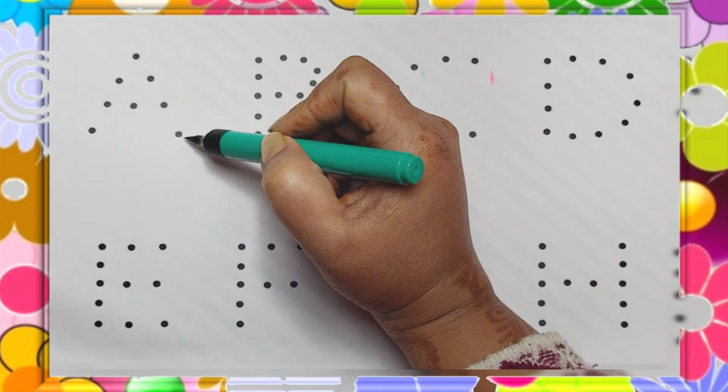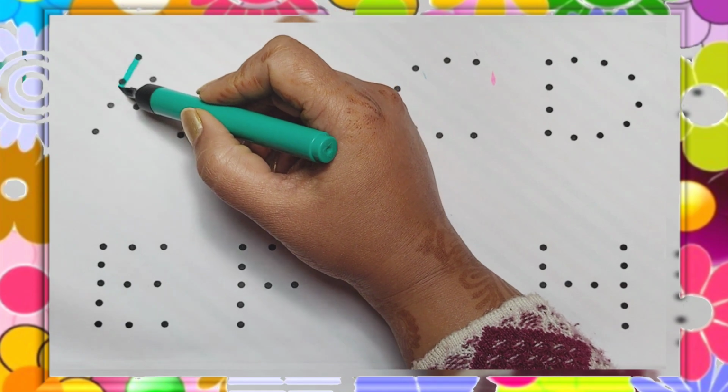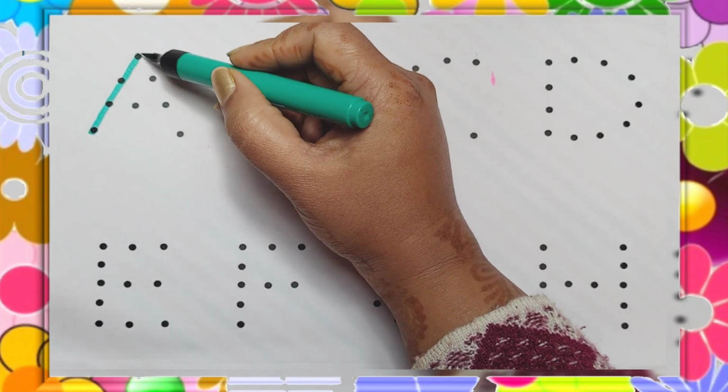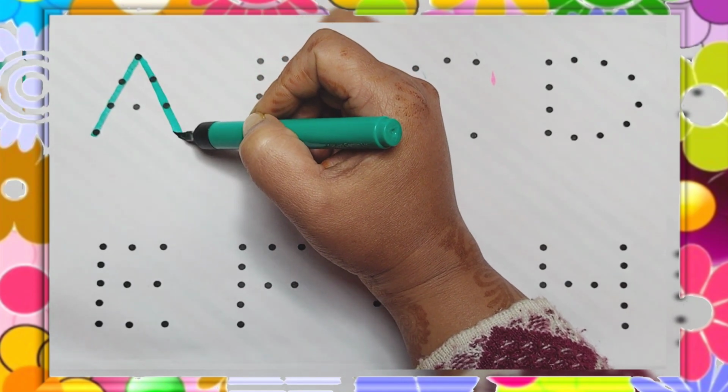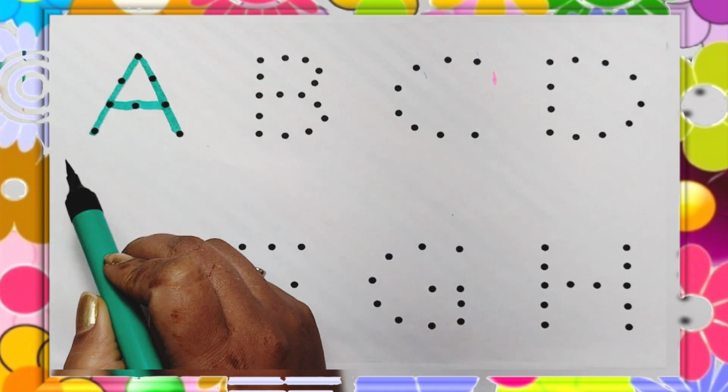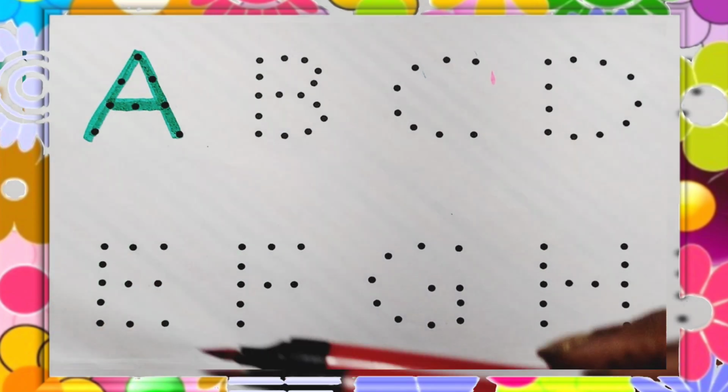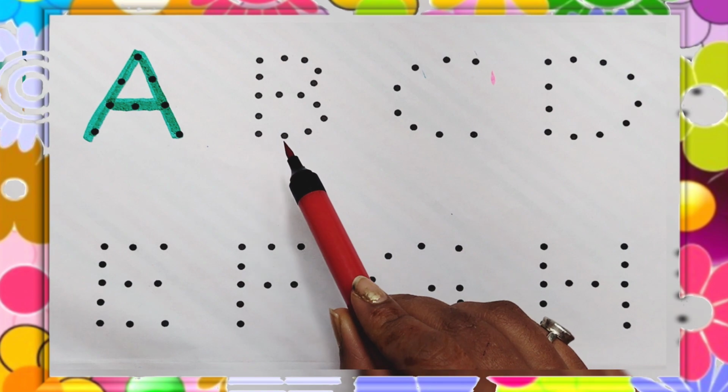Green color. A: slanting line, another slanting line and a small sleeping line. A. Red color. B.